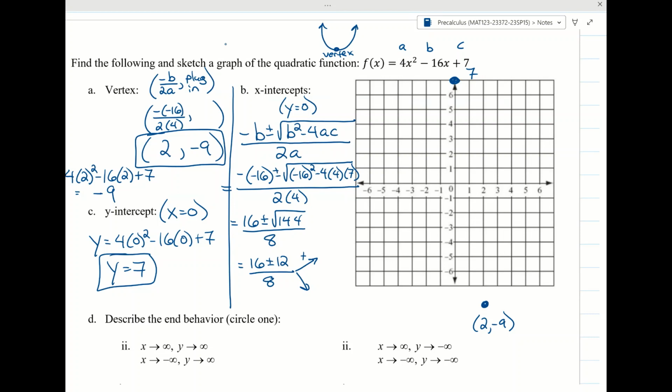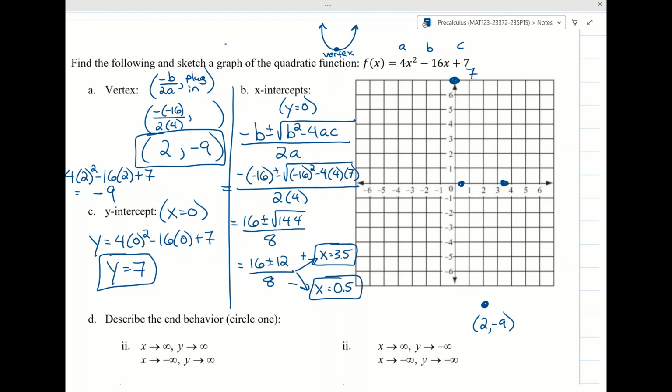And if you do 16 plus 12 divided by 8, I'm getting 3.5. If you do 16 minus 12 divided by 8, it's negative 0.5. Or I'm sorry, it's positive 0.5. So 3.5, I'll put a point. 0.5, I'm going to put a point.